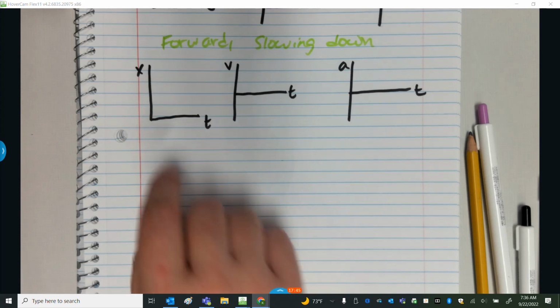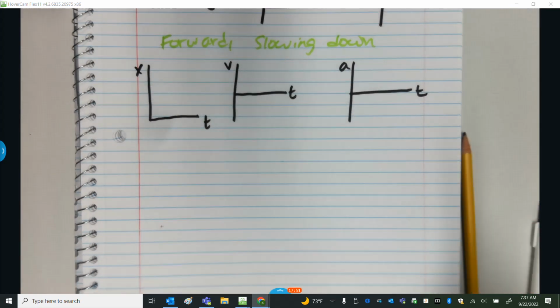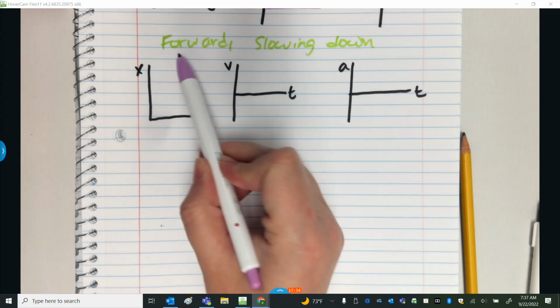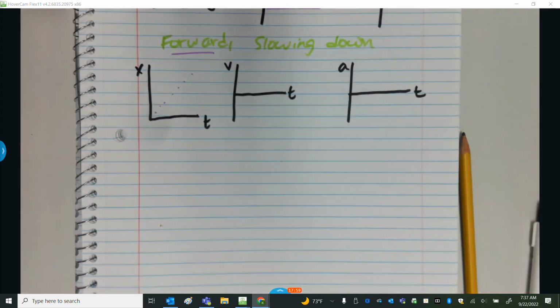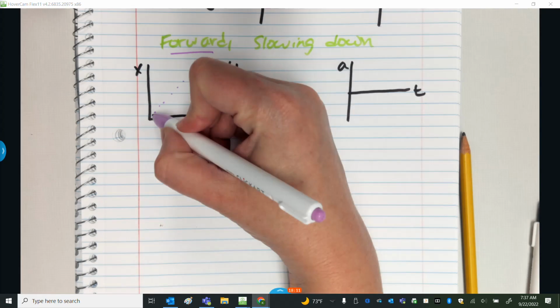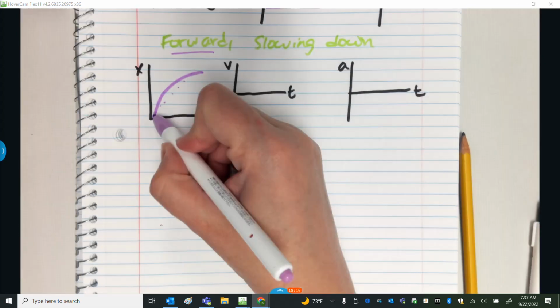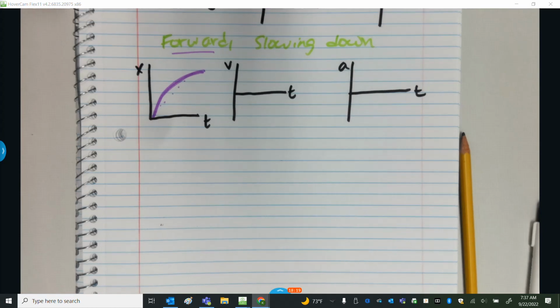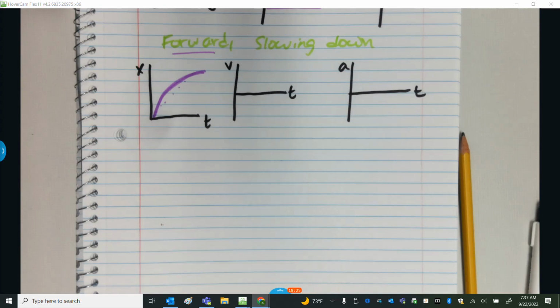Okay, so forward, slowing down. And you can start with any of these, but I'm going to go ahead and start with the XT graph. Okay, if I want to go forward on an XT graph, I need to show that as a positive slope. That's not what you're going to draw, but that's my positive slope. It needs to go in that general direction. It's not going to be a straight line, though, because I need to show that I am slowing down. Okay, so if I need to slow down, my slope needs to start out steep, and it needs to get flatter. Okay, that is how you show slowing down, is your slope is going to change. It's going to get flatter. But you're going to have an overall positive direction to the slope. So that's forward, slowing down. Any questions about the XT graph?